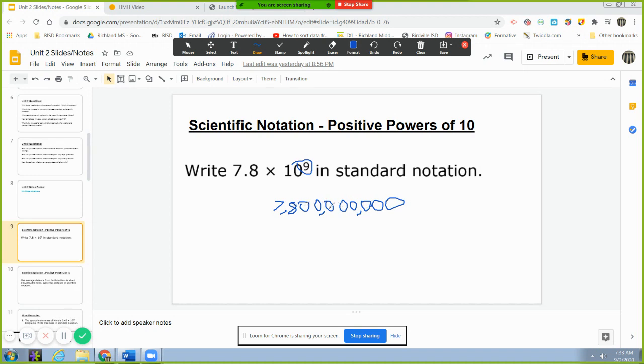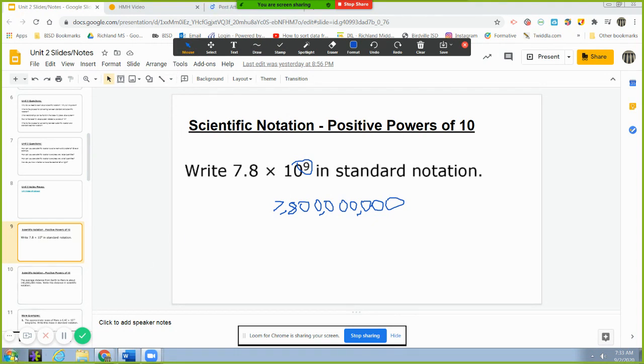So this number equals 7,800,000,000. That is why this is so easy. This is so convenient for those scientists, astronomers, people in that field. Let's look at another one.